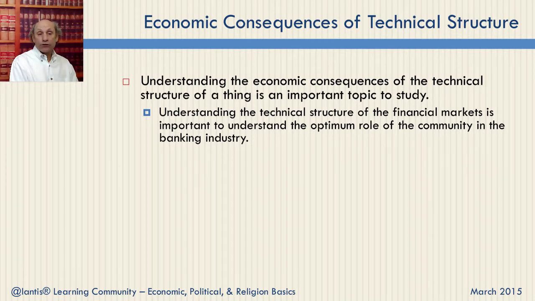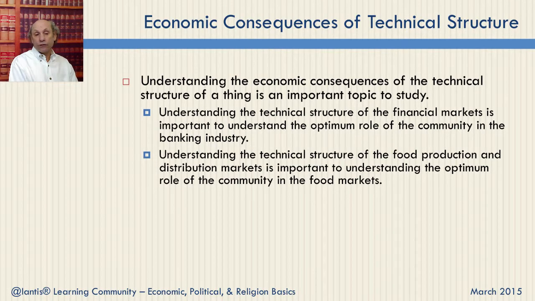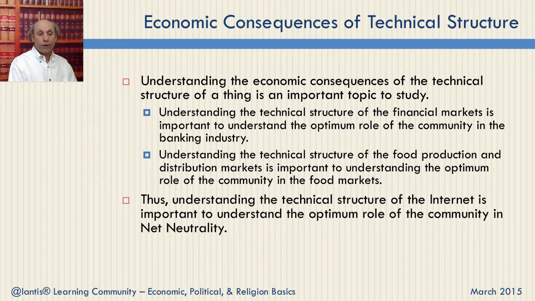For example, understanding the technical structure of the financial markets is important to understand the optimum role of the community in the banking industry. And understanding the technical structure of the food production and distribution markets is important to understand the optimum role of the community in the food markets. Thus, understanding the technical structure of the internet is important to understand the optimum role of the community in net neutrality.